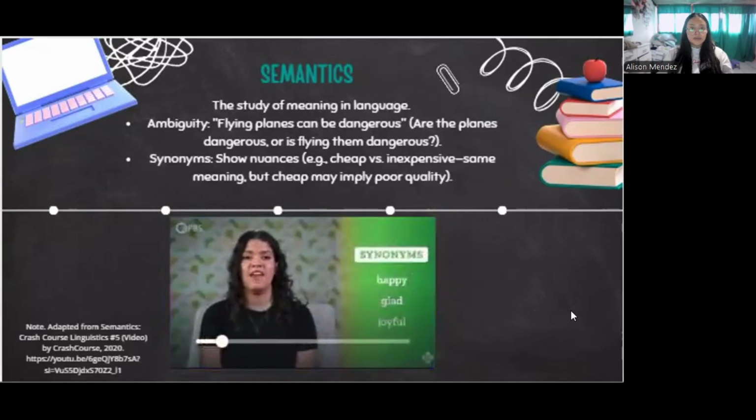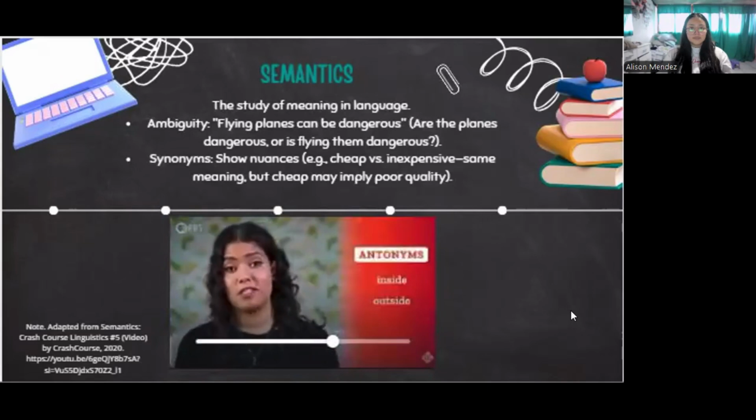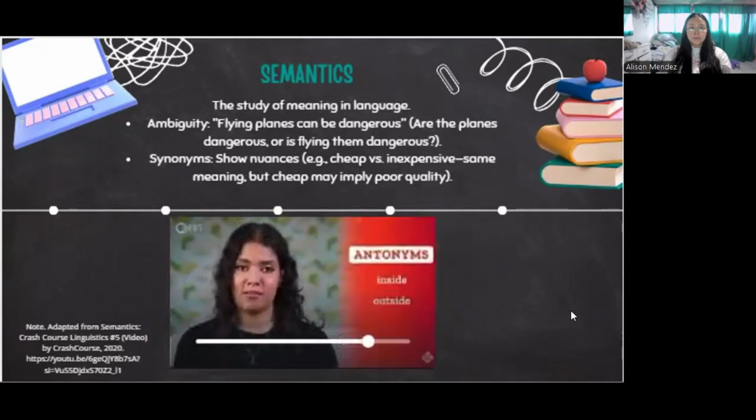Example, several words can have about the same definition. They're synonyms, like happy and glad and joyful. Two words can also have the opposite definition. They're antonyms, like inside and outside.